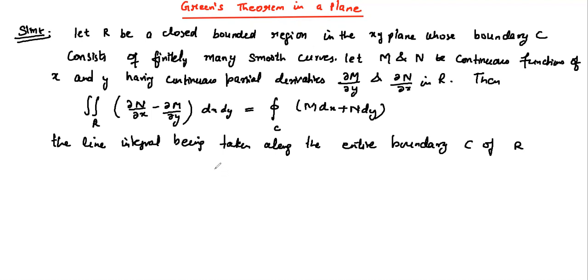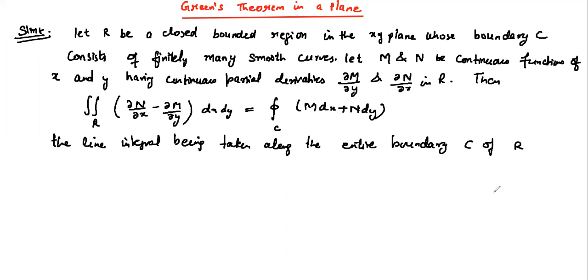The statement of Green's theorem is: let R be a closed bounded region in the xy plane whose boundary C consists of finitely many smooth curves. Let M and N be continuous functions of x and y having continuous partial derivatives ∂M/∂y and ∂N/∂x in R. Then we are to prove that the double integral of (∂N/∂x minus ∂M/∂y) dx dy is equal to the line integral of M dx plus N dy, where the line integral is taken along the entire boundary C of R.